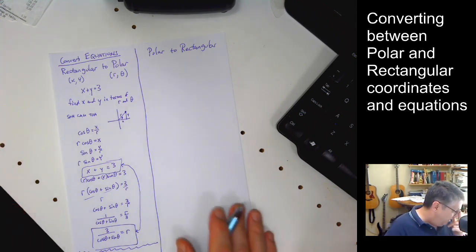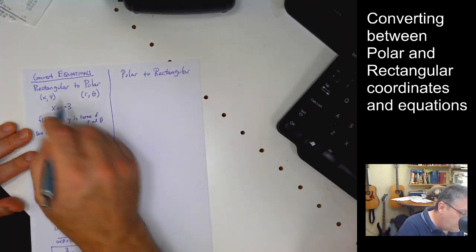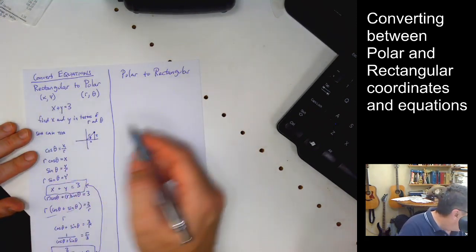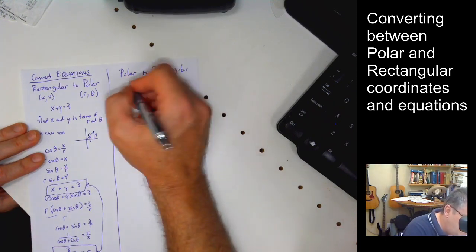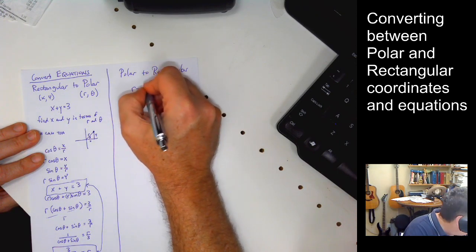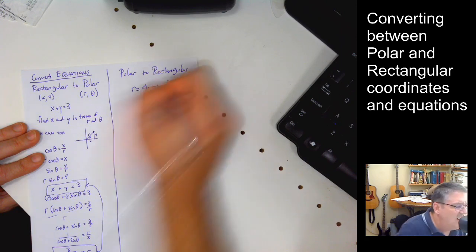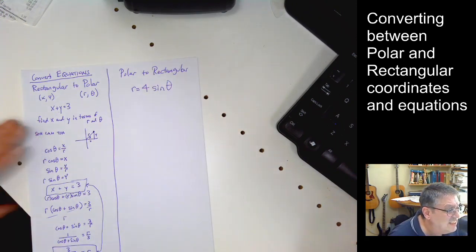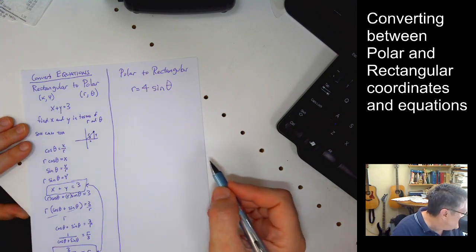All right, well, now let's try it the other direction, shall we? We went rectangular to polar, and now we're going to go polar to rectangular. So let's make a polar equation, and we'll do this one: r equals 4 sine theta. All right, how are we on time? We should be able to finish this up in 12-ish minutes or less.